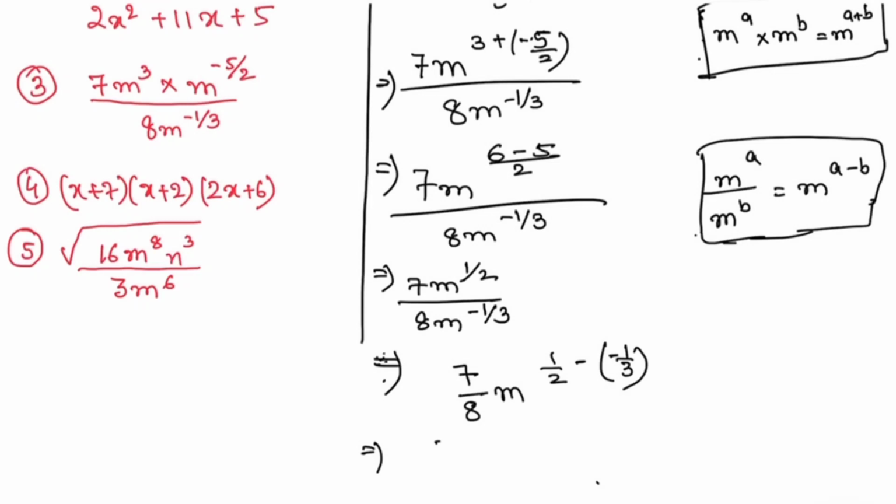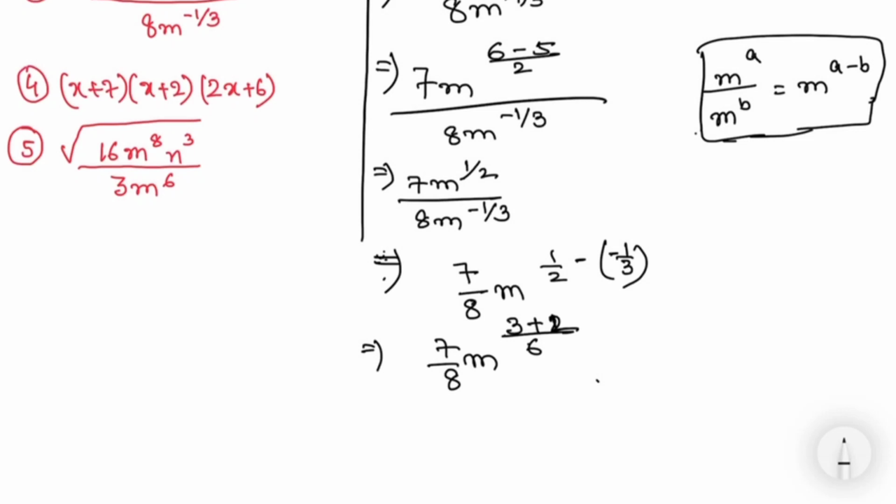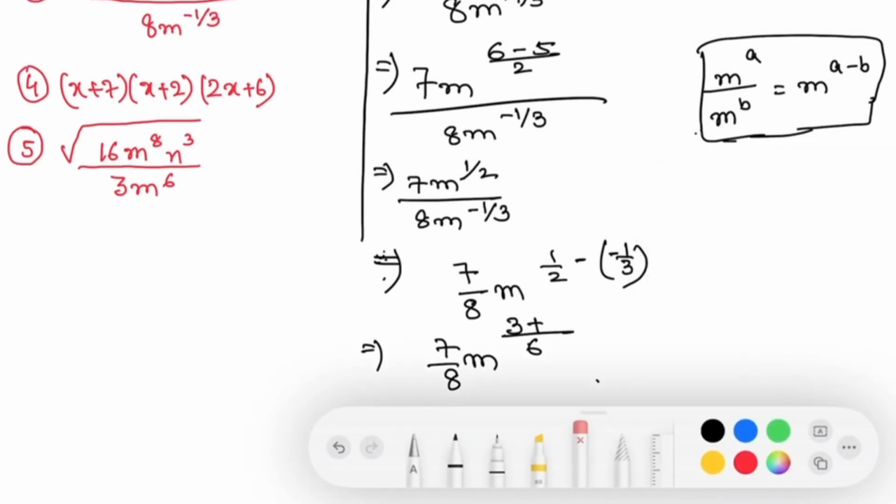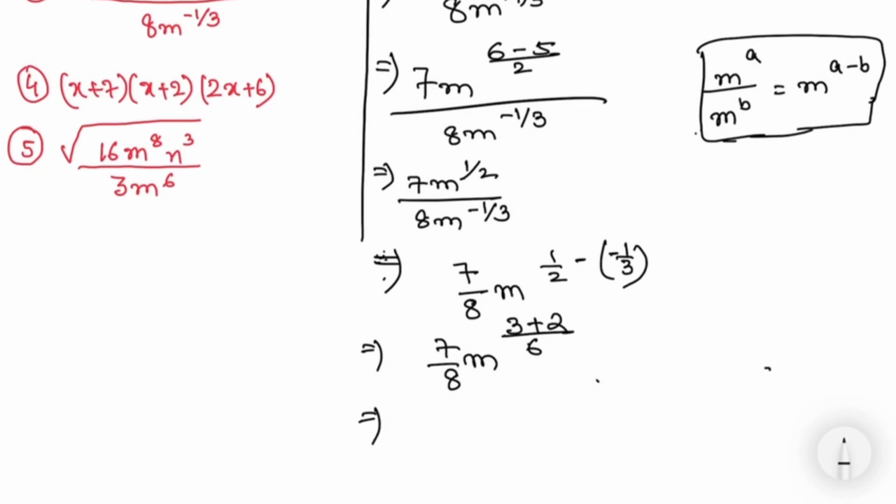So 7 over 8, m, now this will be 6, so 3 plus 2. So 7 over 8, m to the power 5 over 6. This is your final answer. Okay, that's it. It was easy. You just have to use these two formulas, and it will be very easy to solve.